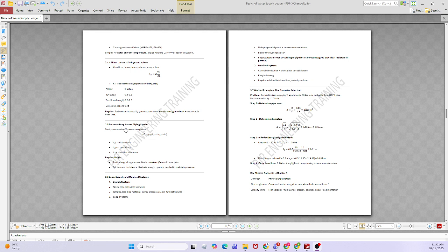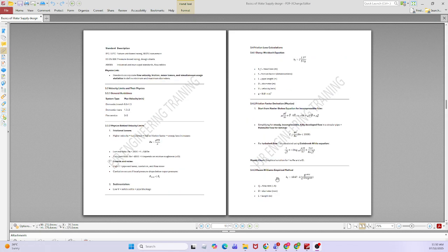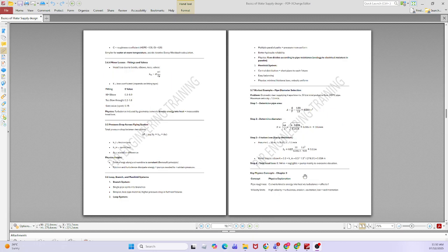Then the pressure drop across piping. These are the equations for the total pressure drop between two points: delta P equals rho G times HF plus HM plus delta Z. HF is from the Darcy-Weisbach equation, and HM is the minor losses. Delta Z is the elevation, which applies for an open pipe system. For chilled water, we don't use delta Z, only HF plus HM. But for an open pipe system, you will use delta Z, elevation, as well. So you can calculate your pressure drop across the piping system.